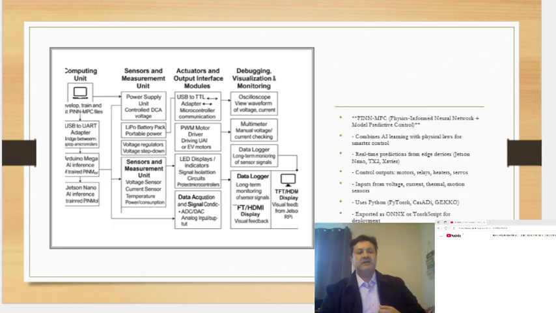Let me just make the slide a bit bigger. Then the data acquisition and signal sections, where there are a lot of movements between AC and DC, digital and analog signals. Sometimes we change it.